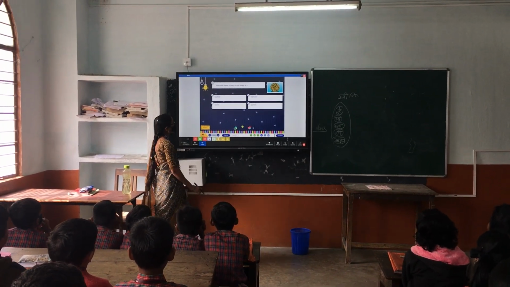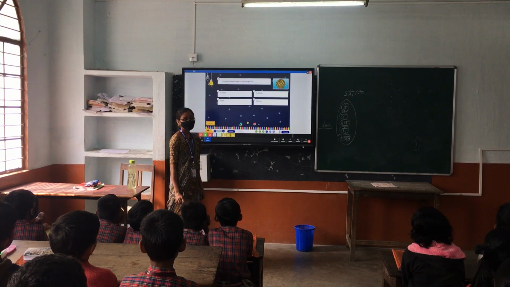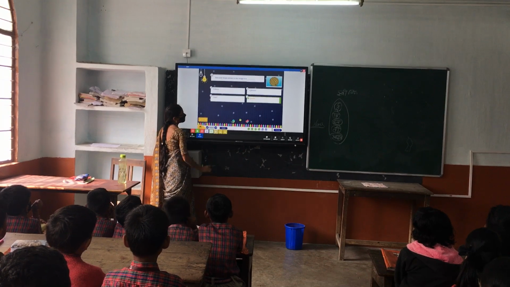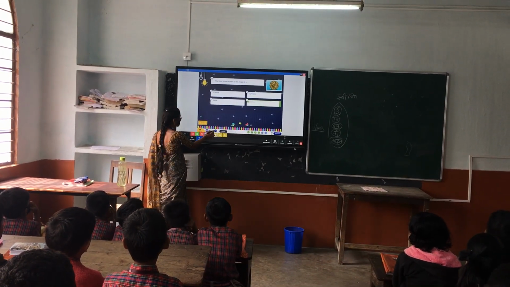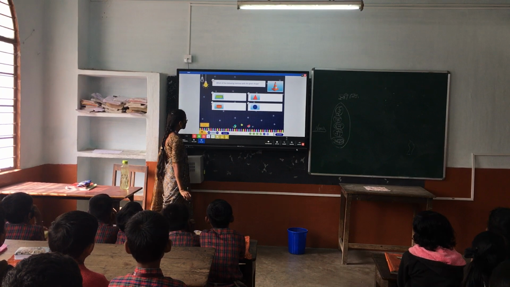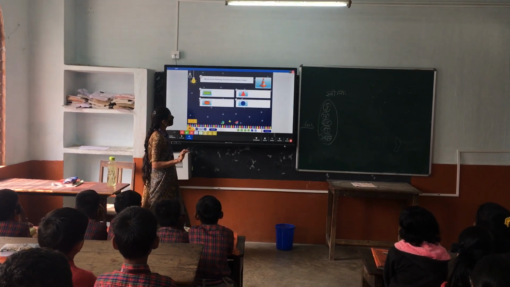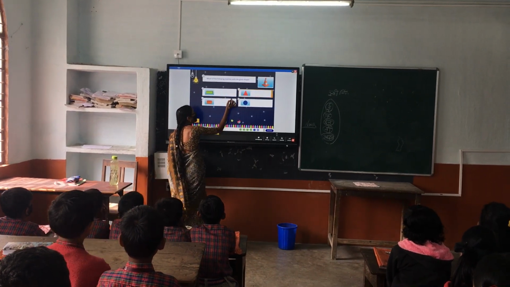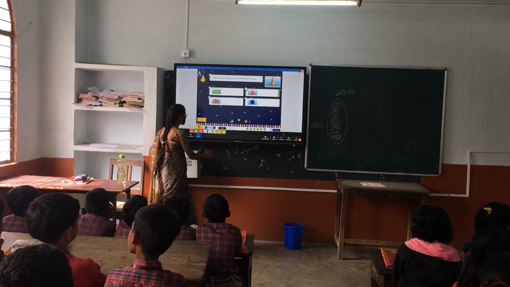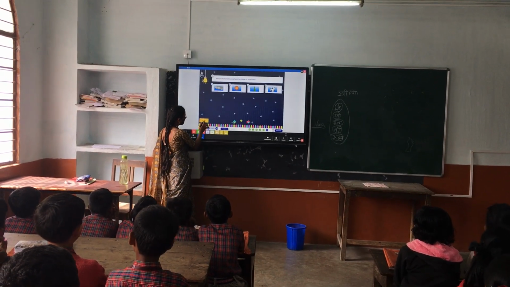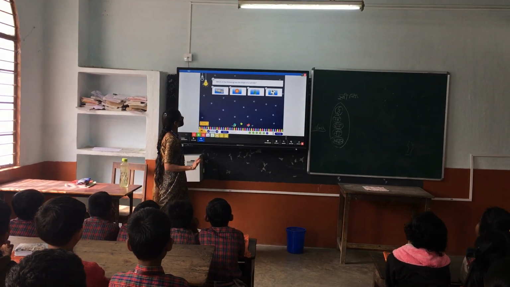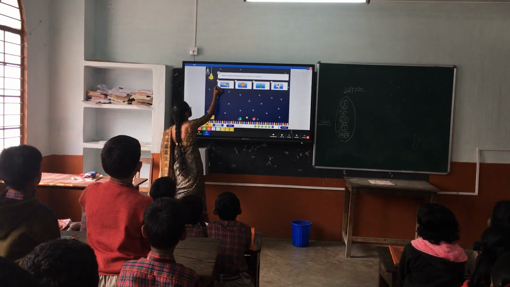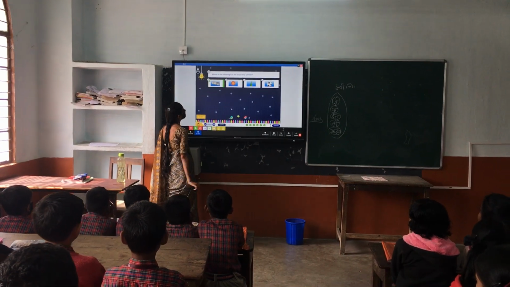Next. The solid shape shown in the image is a sphere. Yes, good. It is clear. Next. Which of the following matches with the given shape? B. Yes. Next. Which of the following has the shape of a cylinder? Drum. Yes, good.